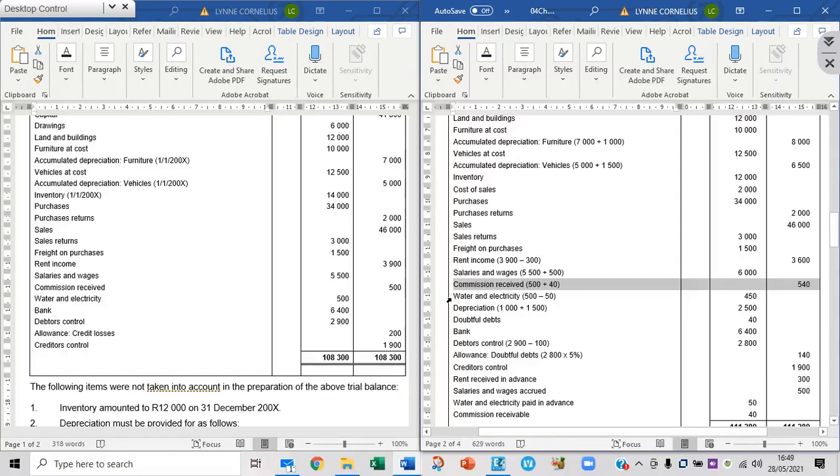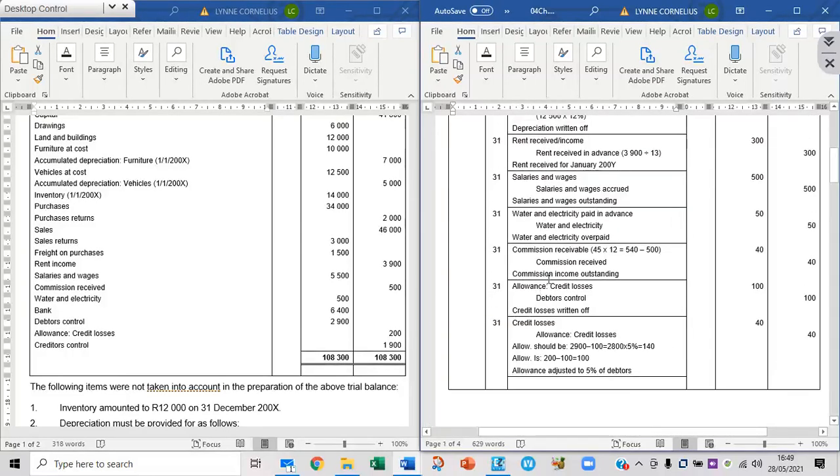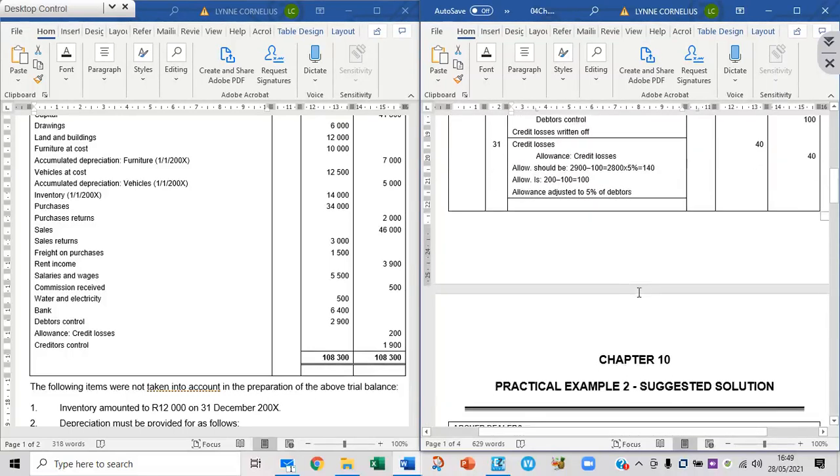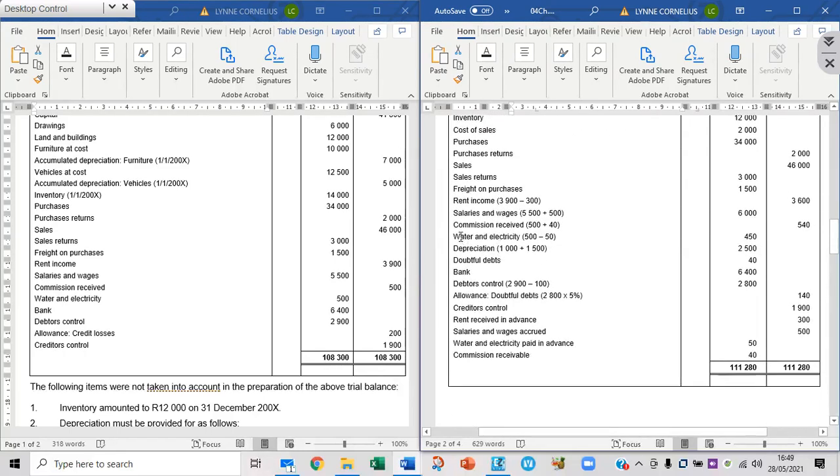Same thing with water and electricity. Start off with the pre-adjustment amount of 500 Rand. Go and have a look at your adjusting journal entries, what happened to water and electricity. There you can see we credited the water and electricity expense account, so we reduced the expense. They told us there was an overpayment. You therefore need to deduct that 50 Rand in order to get to the proper expense for the current year, which is 450 Rand. Depreciation, as you can remember, we've already done the accumulated depreciation side of the entry.